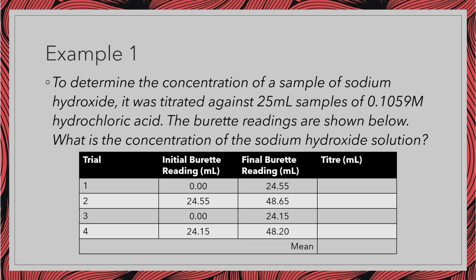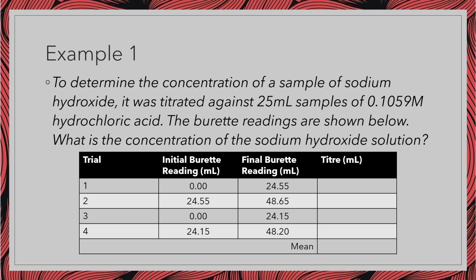So to determine the concentration of a sample of sodium hydroxide, it was titrated against 25 ml samples of 0.1059 mole per liter hydrochloric acid. The burette readings are shown below. What is the concentration of the sodium hydroxide? In the HSC, it would probably be calculate the concentration of the sodium hydroxide solution. Okay, just remember your HSC verbs there. So what we've got here, we've got 4 trials, and we've got those initial and final burette readings.